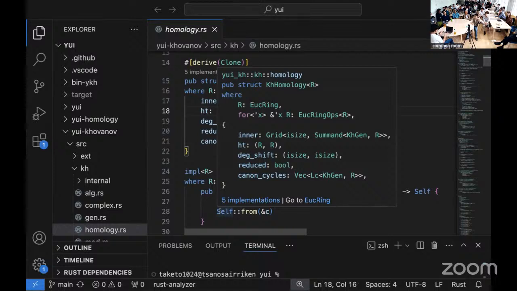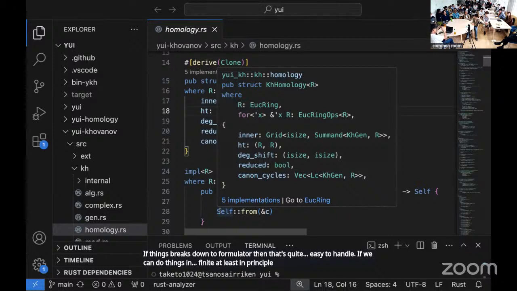If things break down to combinatorics, then that's quite easy to handle. So if we can do things in finite, at least in principle, in a finite sequence of computations, then it's very likely that we can.